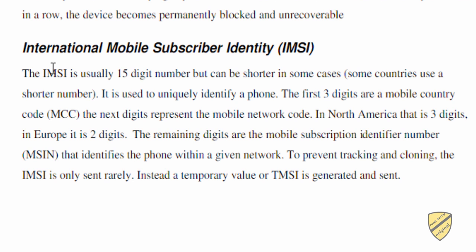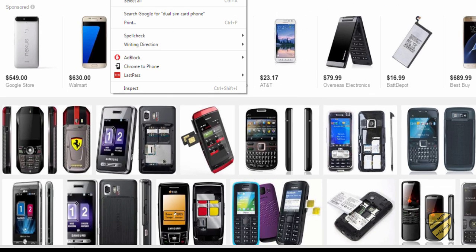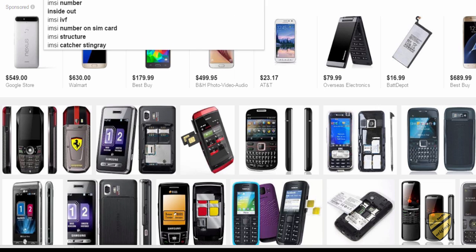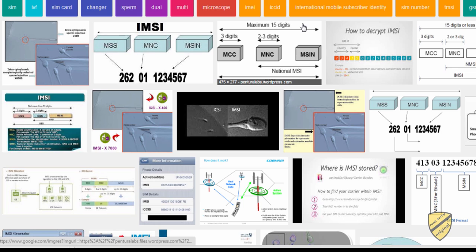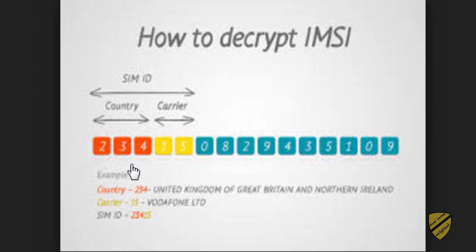It's a 15-digit number. Let me see if I can show you what that looks like. Again, depending on the model of the phone, you may be able to remove the back cover and see the IMSI printed there. You can also find this usually in the settings of the phone. So again, it's a 15 character number. The first part identifies the country.